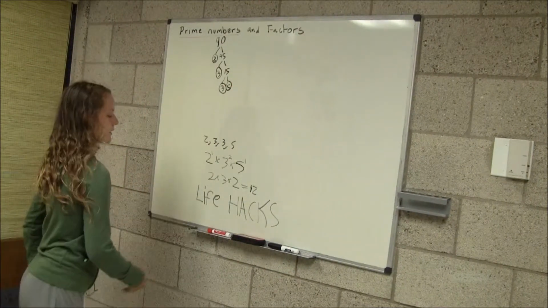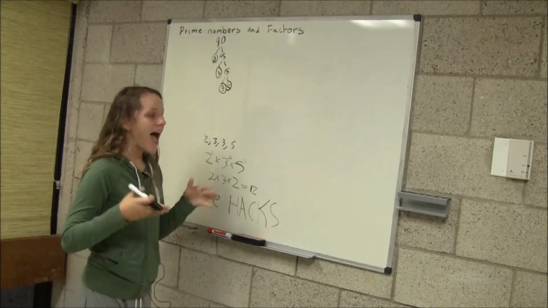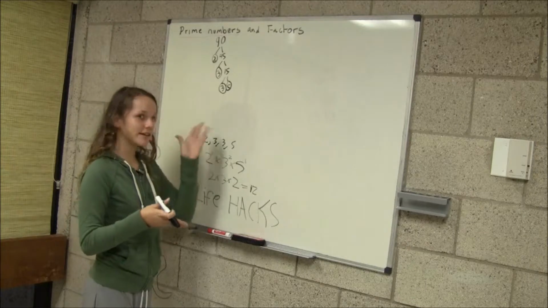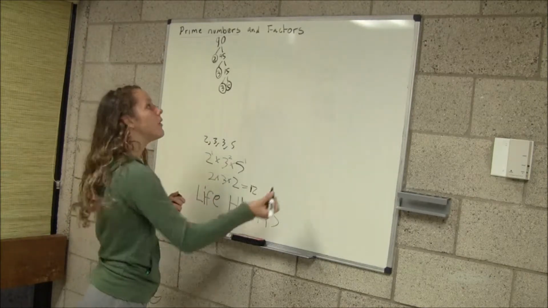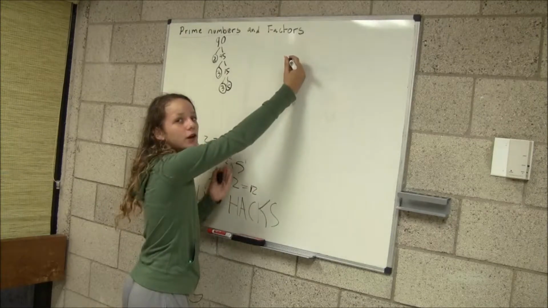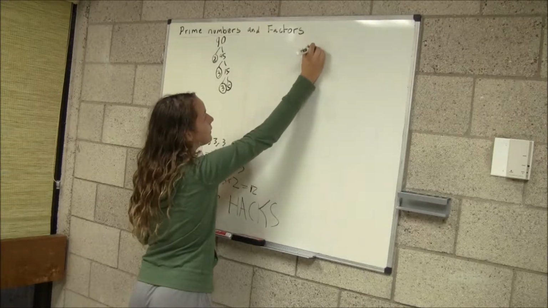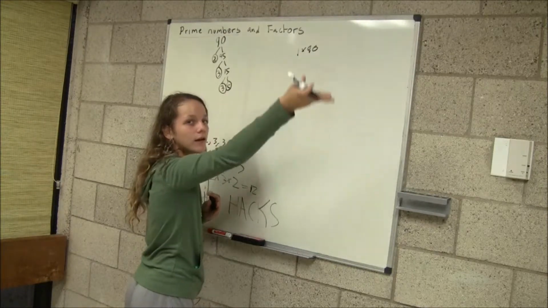So, this 12 number actually represents the amount of factors 90 has. So, let's start off with our factors. We will start off with number 1. 1 times 90 is equal to 90.